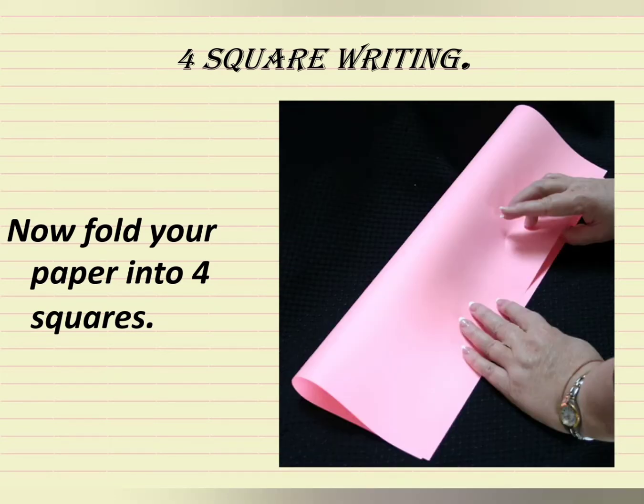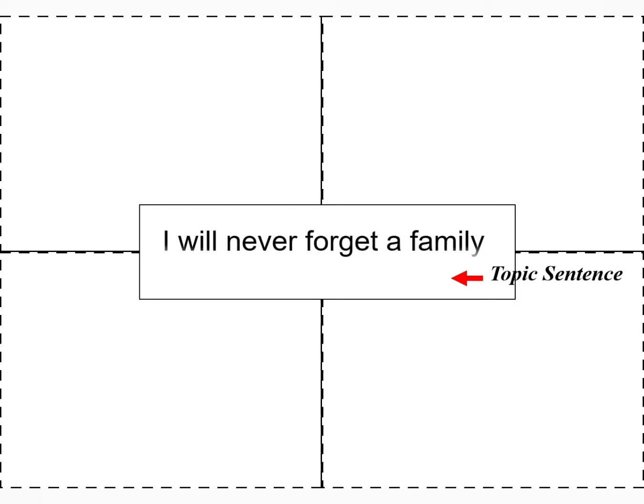You can take any colored A4 size sheet, and after unfolding it, draw a box in the middle of the page. In this box you are supposed to write the topic on which you want to write a paragraph or an essay. Like I have selected the topic, I will never forget a family trip to Ooty.